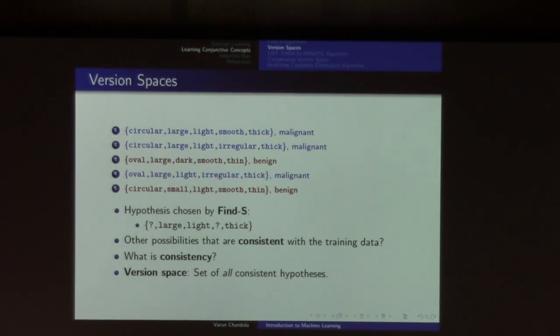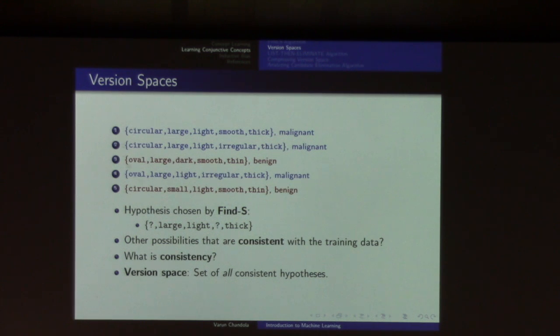To do that, we will first introduce the notion of version spaces. So what is a version space? A version space is associated with a training data set. Once you have seen some training data, there could be many hypotheses which are consistent with it. So what is consistency? Consistency means that it will call any malignant object malignant and any benign object benign, in the training data, not in general.